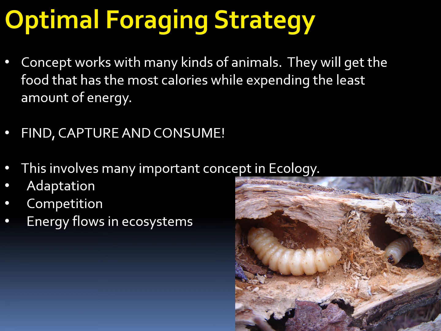And this involves many important concepts in ecology, like adaptation to the environment, competition within the environment, and how energy flows within an ecosystem, right? All optimal foraging strategy is saying is that a primate group, or even a basic animal group, will try to, in essence, expend the least amount of energy trying to get food.